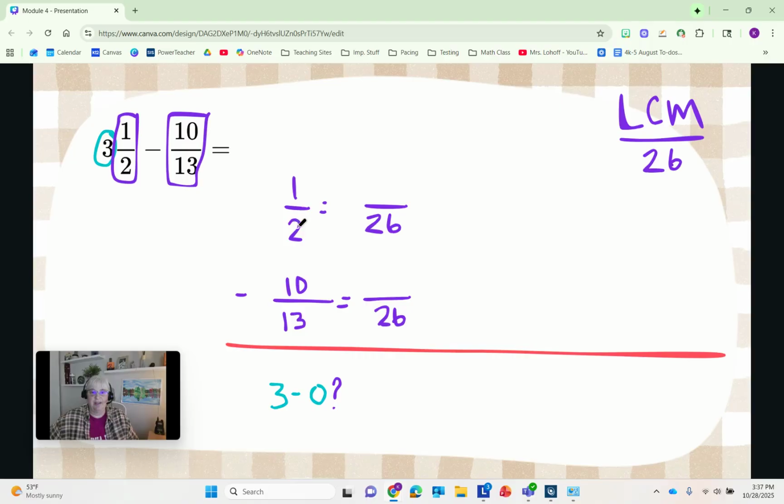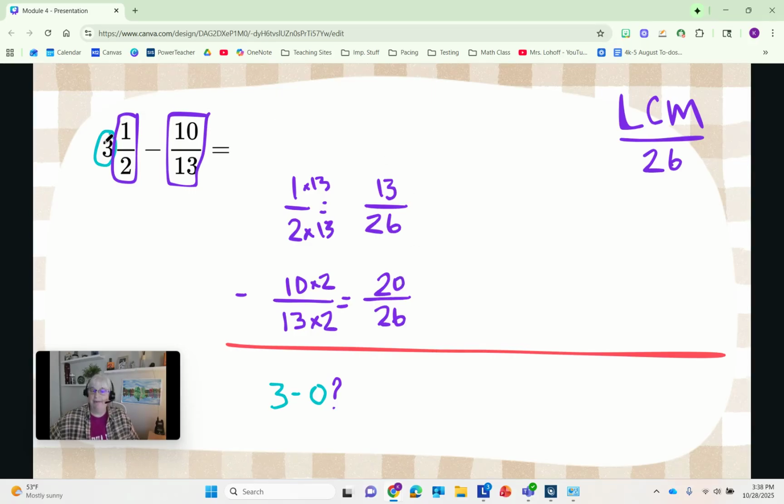The top fraction, to go from 2 to 26, we multiplied 2 times this 13 here. So I have to do the same to the top. 1 times 13 is 13. All right, the bottom, to go from 13 to 26, we had to multiply by 2. 13 times 2 is 26. We multiply the top times 2. 10 times 2 is 20. Now we have the same denominators, but yeah, we have a problem here. 13, take away 20. We can't do it.